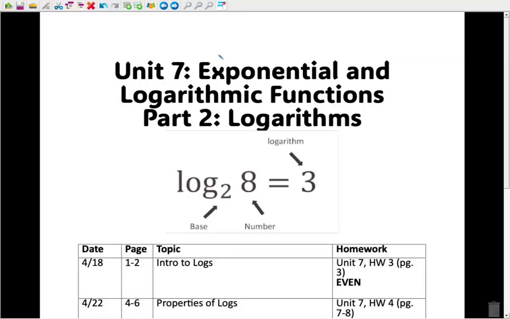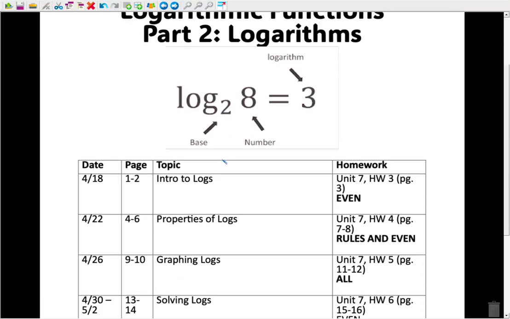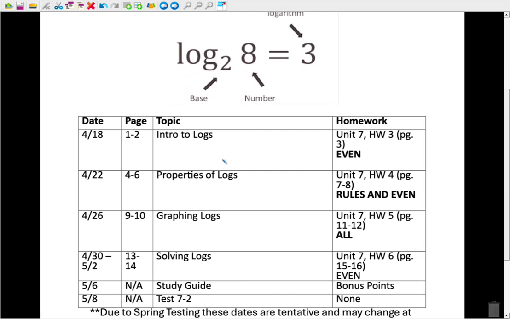Okay, Unit 7, Part 2, Logarithms. As you can see from the dates on the table of contents, we are off a tad bit. So we're going to make an adjustment because I will attempt to do 2 lessons in one day. Today is the 22nd. We'll just change this date right here and write 4/22, and we'll do intro to logs. So again, change your date here for pages 1 and 2: 4/22, intro to logs.